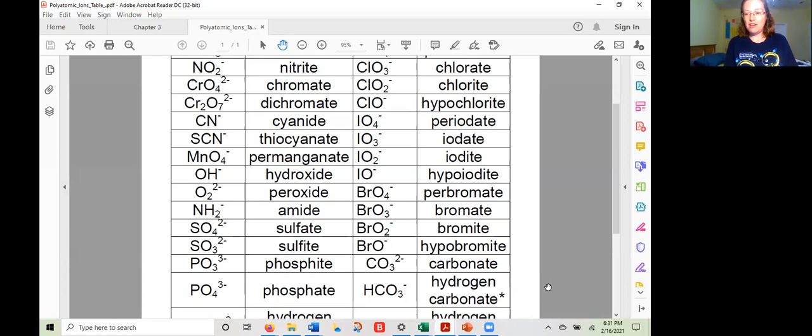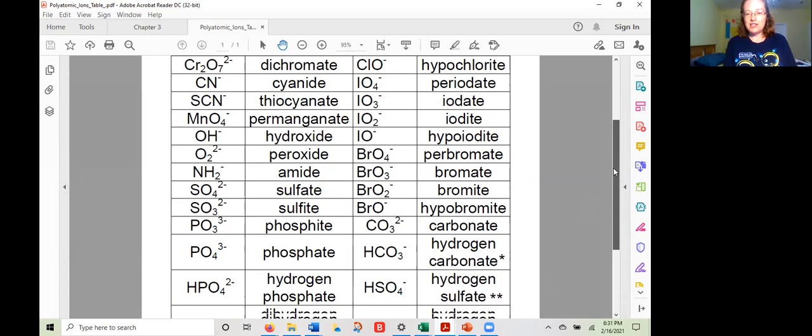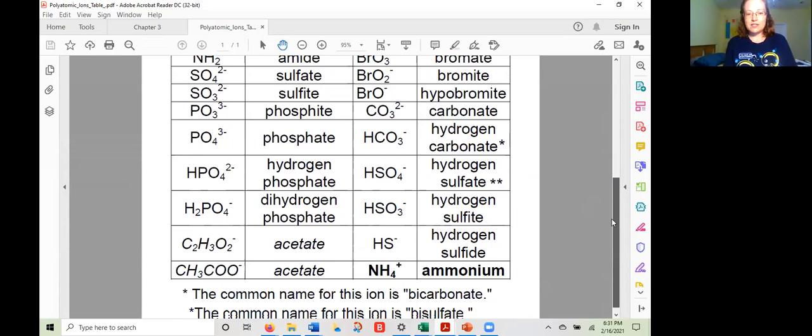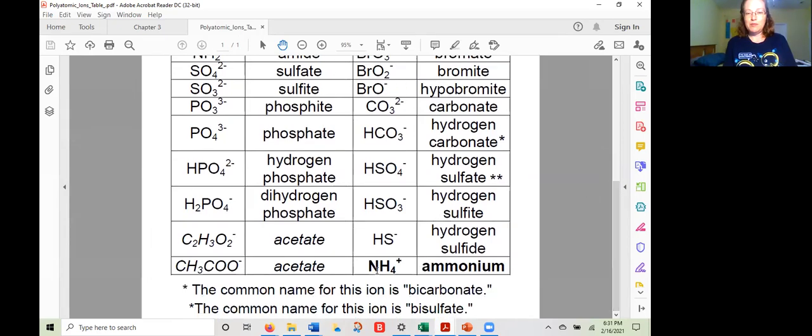And I see a star there, an asterisk. Let's look down here and see what it says. With one asterisk, it says the common name for this ion is bicarbonate, sodium bicarbonate. You may have heard of that. That's baking soda. You might have some in your fridge or freezer right now to keep them smelling fresh. The sodium bicarbonate, like Arm & Hammer, absorbs bad smells. So it's a handy one to use in refrigerators, freezers, and shoes. Okay, so 2 names are possible for HCO3 with a -1 charge.